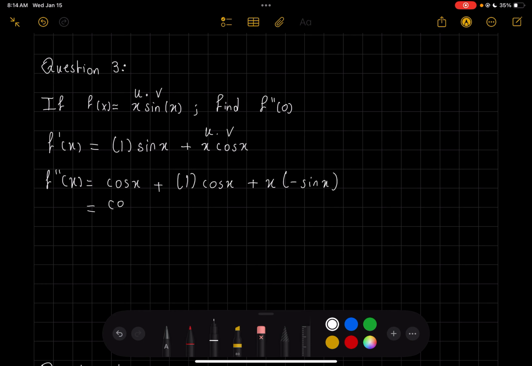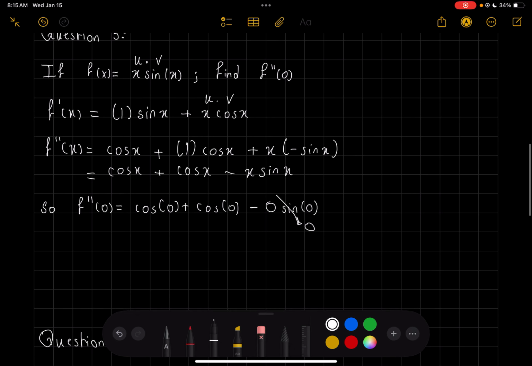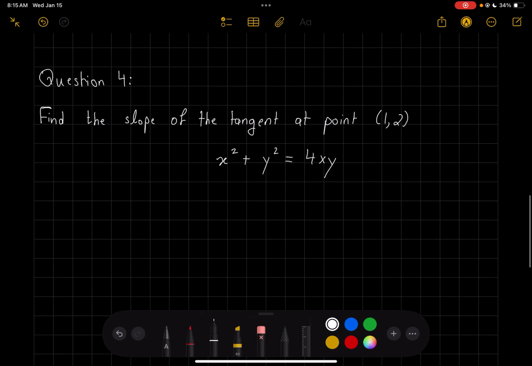So it's going to be cosine x plus cosine x minus x sine x. That's going to be your f double prime of x. So f double prime of 0 is going to be cosine 0 plus cosine 0 minus 0 sine 0. So this is going to be 0 over here. Now cosine 0 is 1 and cosine 0 is 1. So 1 plus 1 equals 2. Very basic, very easy.